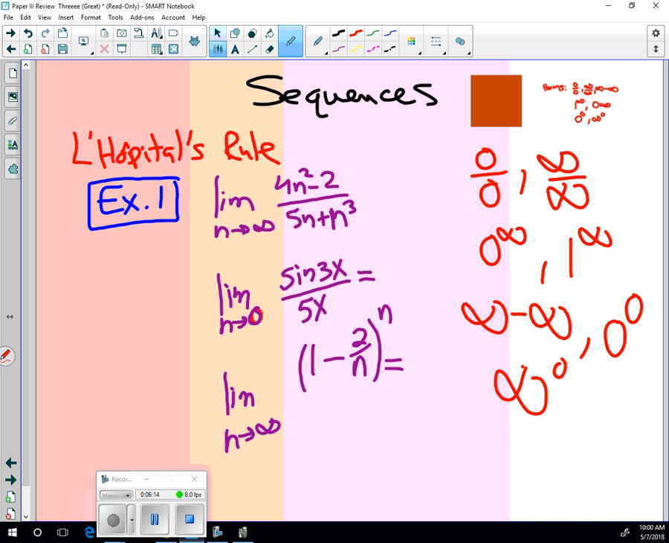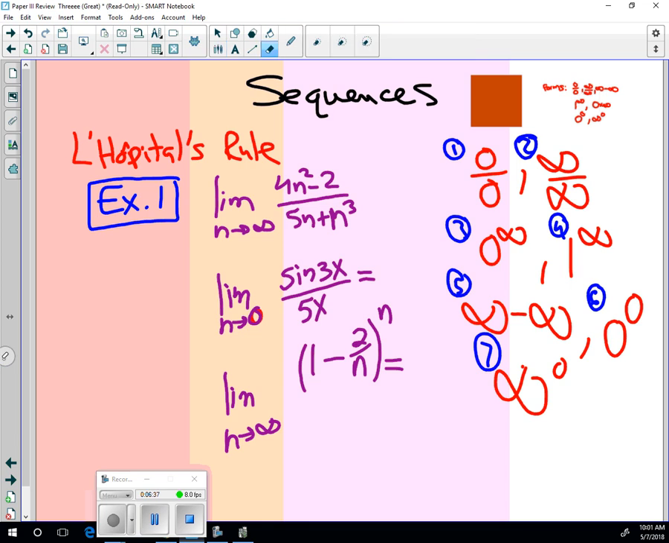Each one of these can be made into a 0 over 0 or an infinity over infinity. You have to determine one of those. By the way, write these down. You'll want to memorize these. I don't think they're in your packet, are they? And so what you do is you plug in first, and if you don't get one of those forms, you just say it's that limit.